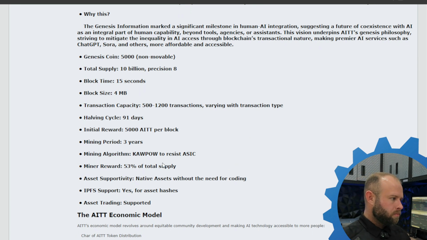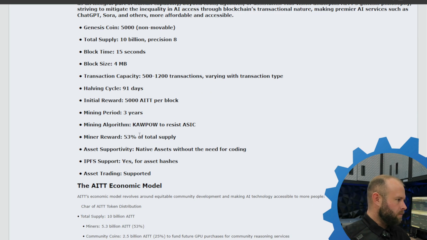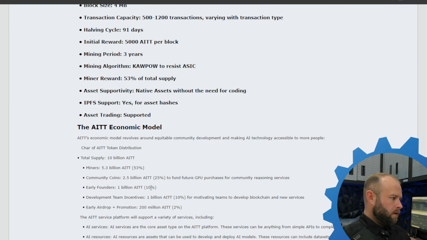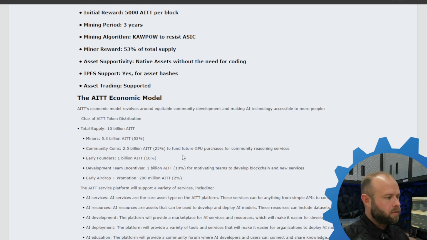Miner reward 53% of total supply, so I don't think it has a split. I think they're just mining up to a certain point, mining period 3 years. So it's only going to be mineable for 3 years, and then it's probably going to move to stake or some other kind of model. So, coins like this launch as well, and it creates this horizon where people say, oh, mining's going to stop, better mine it, better hold it. Again, just game theory kind of stuff. Look at community coins. 25% to fund future GPU purchases for community reasoning services.